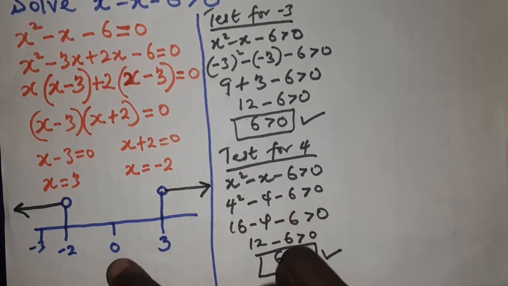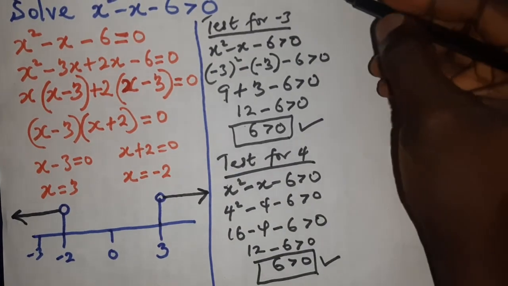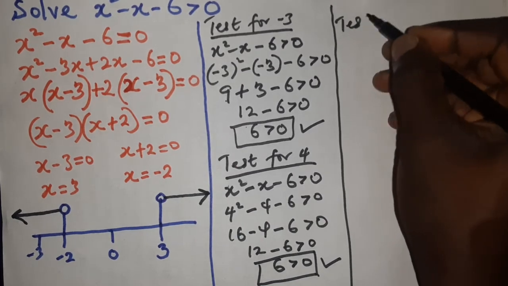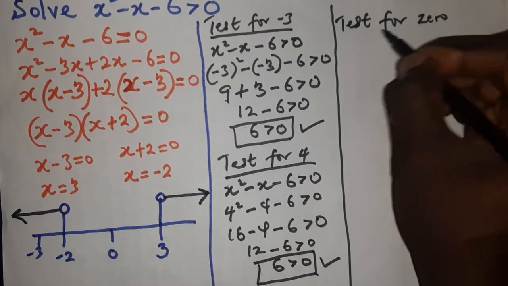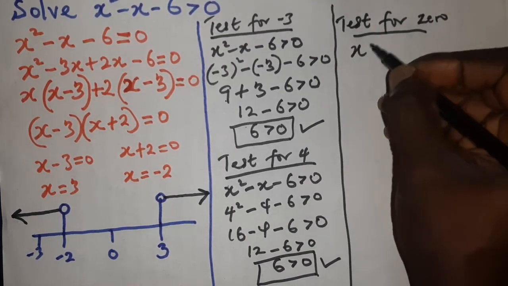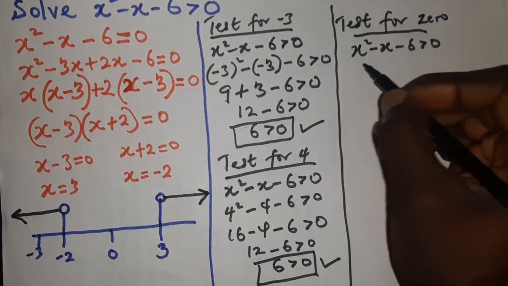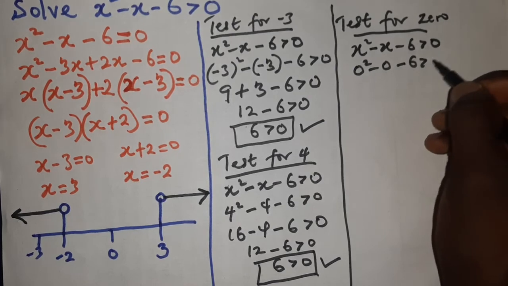Yeah, let me just playfully test 0. Although I'm done, I should just stop here, but let me just test 0 to see if it will work. So test for 0 now. Fix 0 into the quadratic inequality. x squared minus x minus 6 is greater than 0. So anywhere there's x, I'm fixing 0 there. 0 squared minus 0 minus 6 is greater than 0.